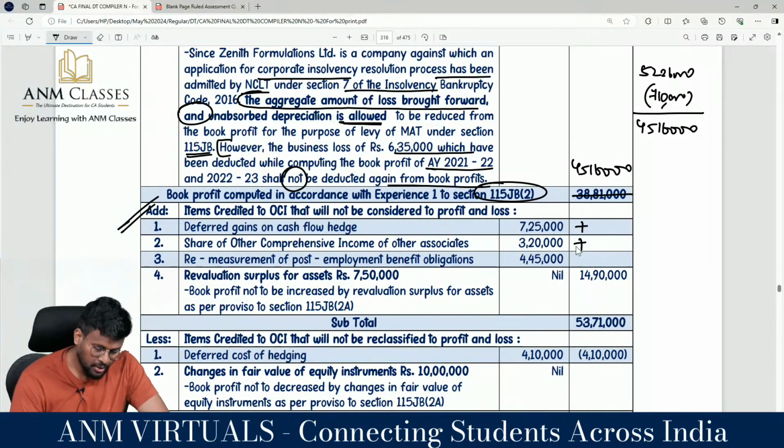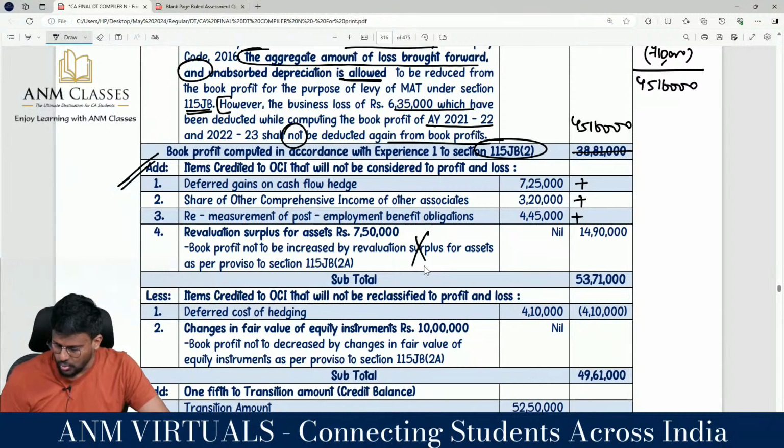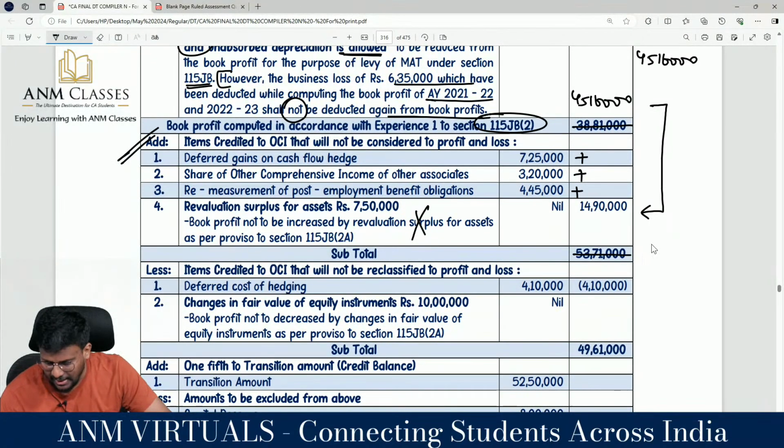Remeasurement of post-employment benefit obligation: because of remeasurement, we have a credit balance, so we should add it to profit. Revaluation surplus for asset, that is not the right time. So 7,25,000 plus 3,20,000 plus 4,45,000 comes to 14,90,000, which I should add. So 45 lakh 16,000 plus 14,90,000 comes to 60 lakh 6,000.